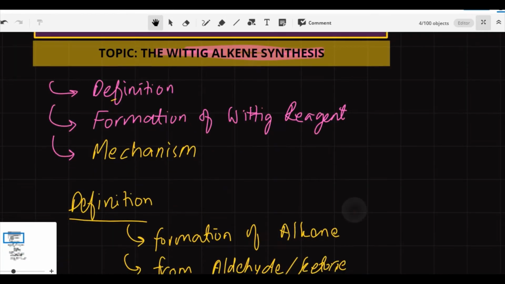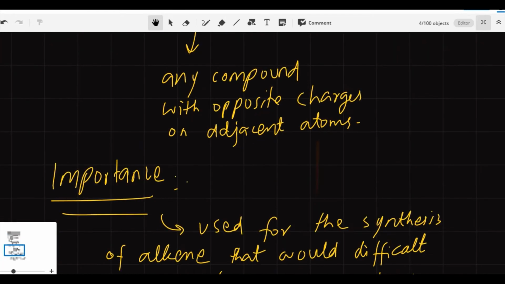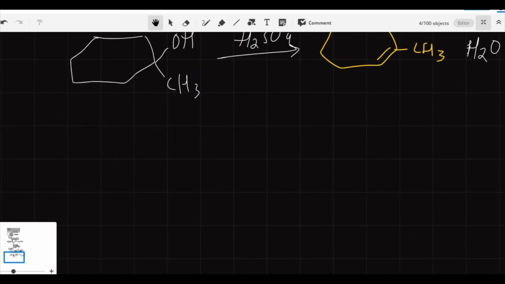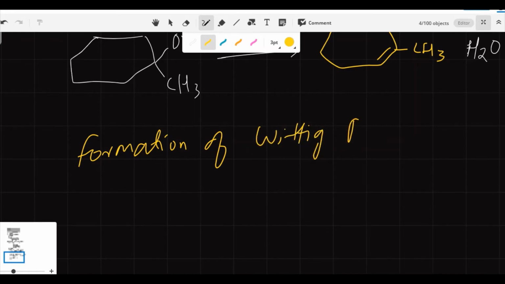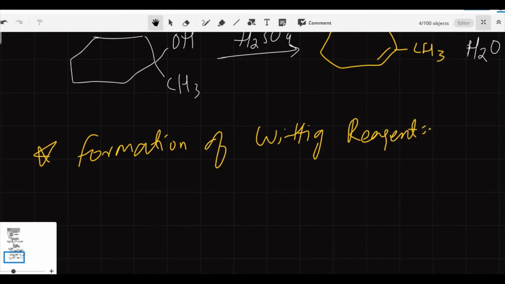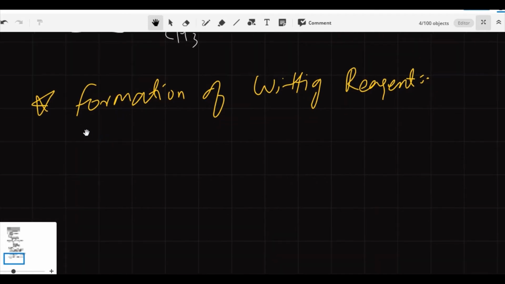Now the second one, formation of Wittig reagent, like how the Wittig reagent is formed. That is a very important topic.